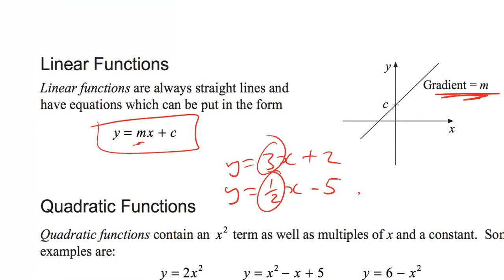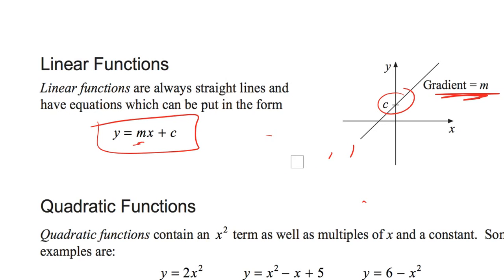And the y-intercept, the c, is that number on the end. So in my first example, look, that crosses at 2. And in the second example, it crosses at minus 5. Okay, so those are linear functions. You should be comfortable and familiar with those already.